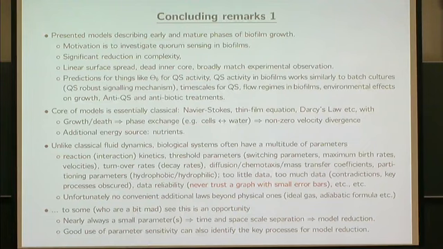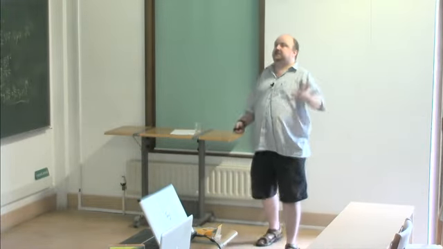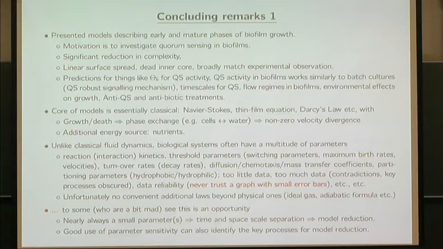So the core of the models, at least the fluid side of things, are essentially classical: Navier-Stokes, thin film limits, Darcy's law, and the Brinkman bit. All of that has been talked about here, and we've seen it. The thing that is slightly unusual compared with the classical models is that the growth and death create a non-zero velocity divergence. You've got to change the states from cells to water, and that tends to give you a non-zero divergence. So you have to consider extra terms in the stress tensor when you're doing the appropriate thing.